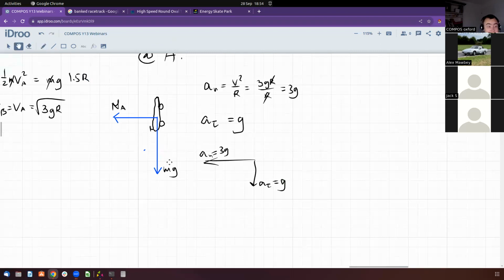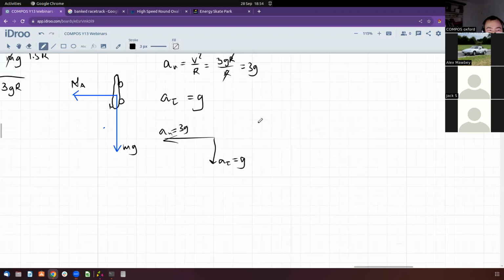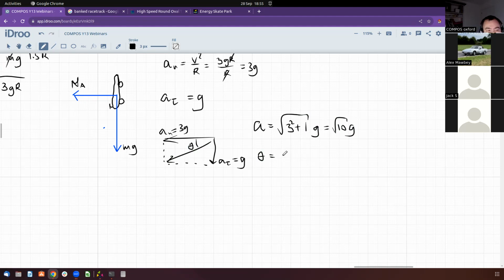So the total acceleration is the square root of (3 squared plus 1 squared) g. So that's square root of 10 g. And the direction, the angle theta, is arctan of 1/3.